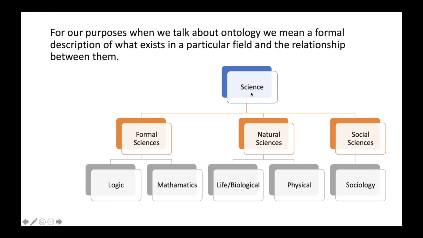But the idea is that you can take something like the field of science. We all know what science is. It's divided up into three general subcategories: formal sciences, natural sciences, and social sciences. And then you can describe each of these terms in a standard way that everybody can understand. Each of these has subcategories and so forth.